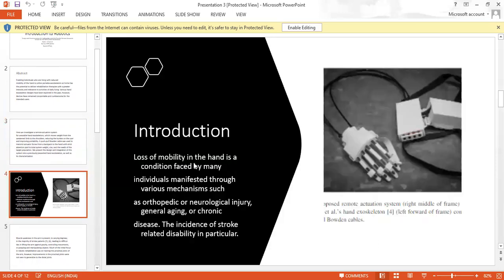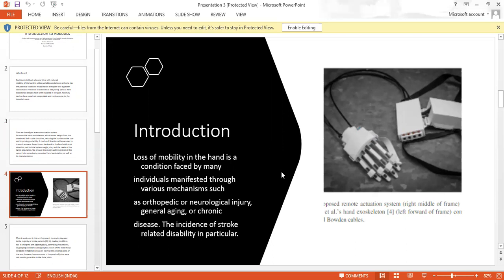Let's move on to the introduction. Before the introduction, we can see a figure related to the actuation system in the right middle of the frame. It is a figure of the hand exoskeleton. The introduction is about the loss of mobility in the hand, a condition faced by many individuals, manifested through various mechanisms such as orthopedic or neurological injury, general aging, or chronic disease.